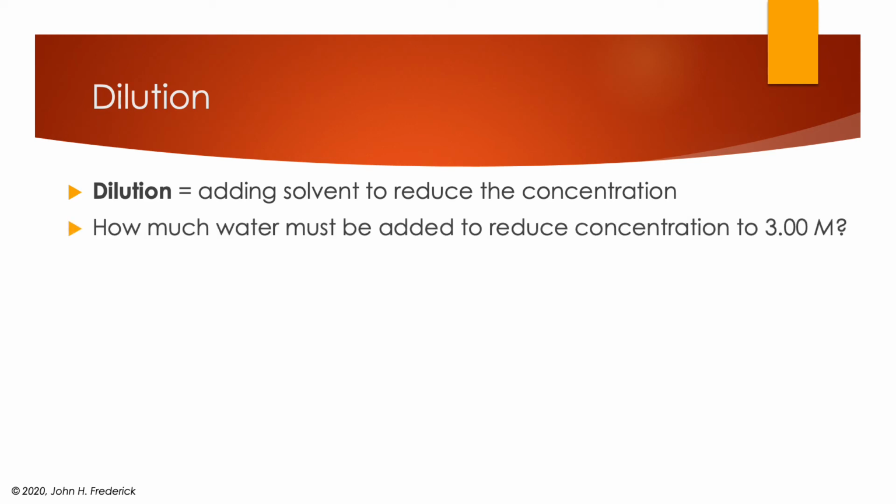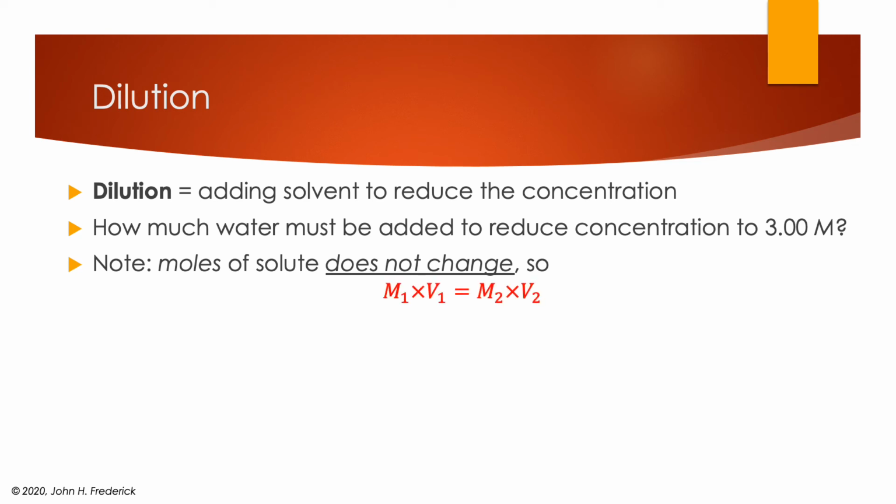So one question we might ask is, how much water would I have to add in order to reduce this concentration from 3.3 to 3.0? Now remember, I mentioned that the moles of solute does not change. I am not adding or subtracting sodium nitrate from this solution. All I'm doing is adding water to it. So it basically means that when I multiply the concentration times the volume, it equals the concentration times the volume with the new volume, because this product of concentration times volume is the number of moles of the solute. Since that didn't change, these two have to be equal to one another.